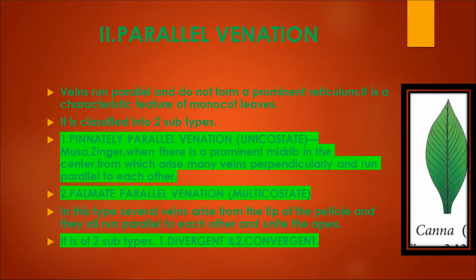It is again subdivided into two types, that is pinnately parallel venation, which is unicostate. Example, Musa, ginger. And palmately parallel venation, multicostate. In pinnately parallel venation, a prominent midrib is there in the center from which many perpendicular veins run parallel to each other. In palmately parallel venation, several veins arise from the tip of the petiole and they all run parallel to each other and unite at the apex. And this is again divided into two types, that is divergent and convergent palmately parallel venation.